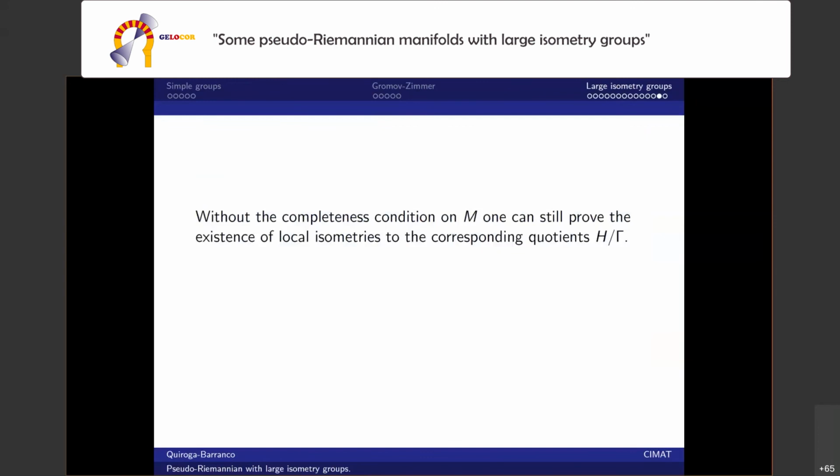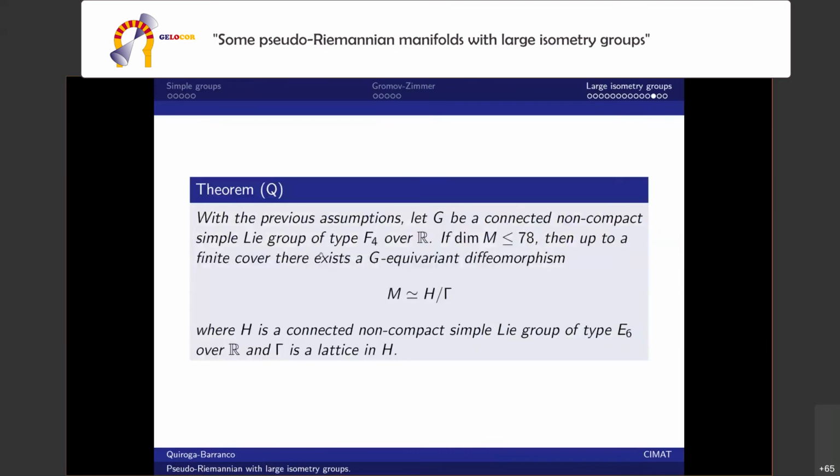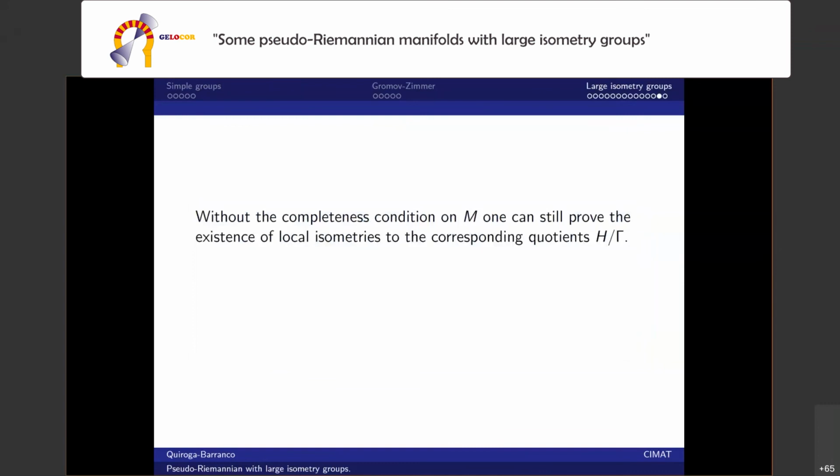I'm assuming completeness. What can you say if you do not assume completeness? Without completeness, you can still prove corresponding results for all these cases. You don't have a global realization of your manifold as H modulo Gamma, but you do have the existence of local isometries to the corresponding quotients. So for example, if you drop completeness in this result, then you can say that M is locally isometric to the exceptional Lie group E6, and something similar for all other cases. And I guess that's it. Thanks.